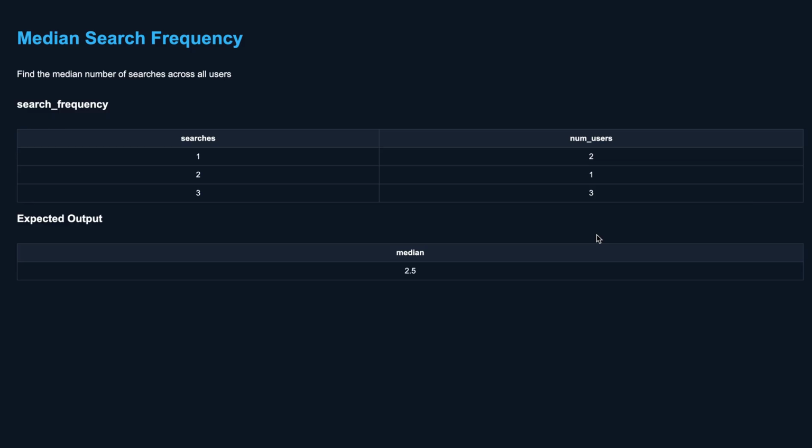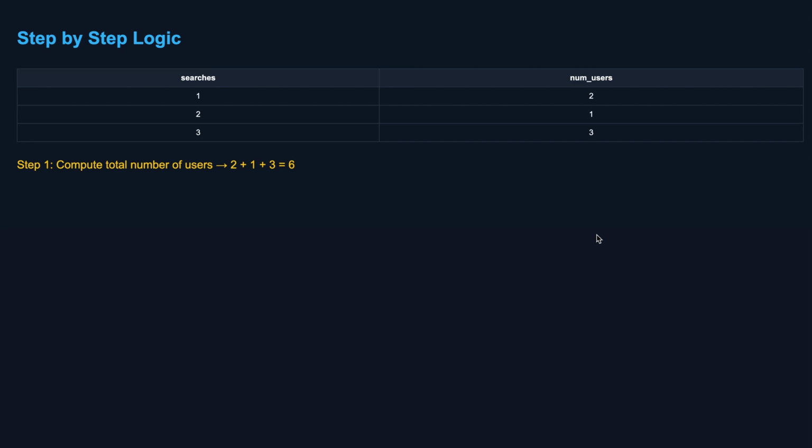So let's try to understand this solution step by step. First of all, what we will do is we will compute the total number of users, right? So we simply sum the num users and it comes out to be 6. That is 2 plus 1 plus 3, which is 6, right? Now we don't care about the individual rows. We only care about the position of the elements, right?